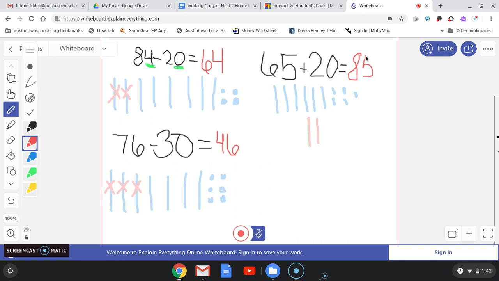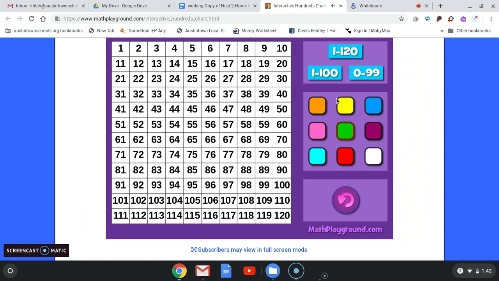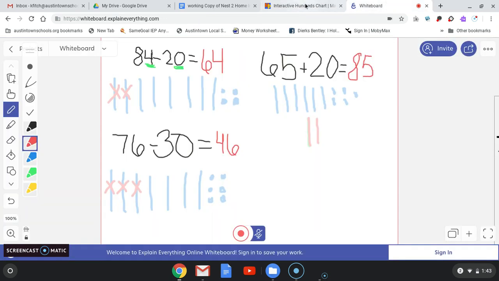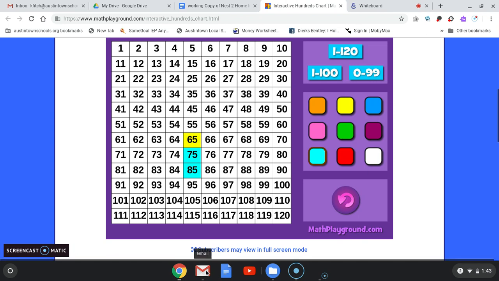Now, if I want to use the hundreds chart instead, I need to start on 65, and I'm going to add 20. So let me start on 65. This time I'm adding 20. So I need to go down this time. Ready? 10, 20. Where did I land? 85. Very good. We got the same answer in both places.